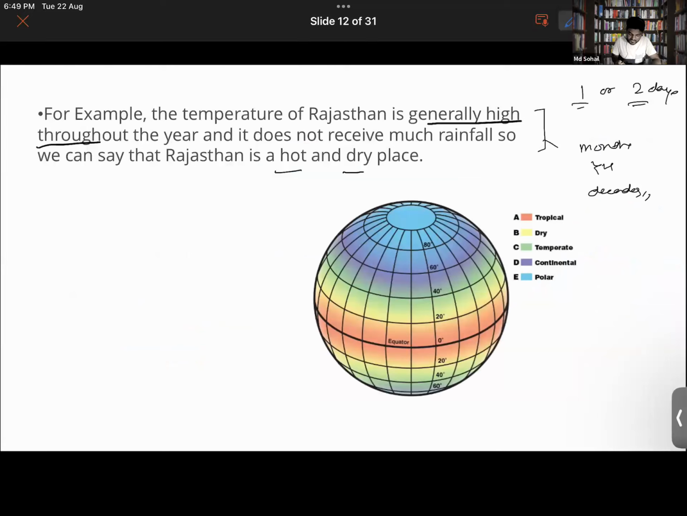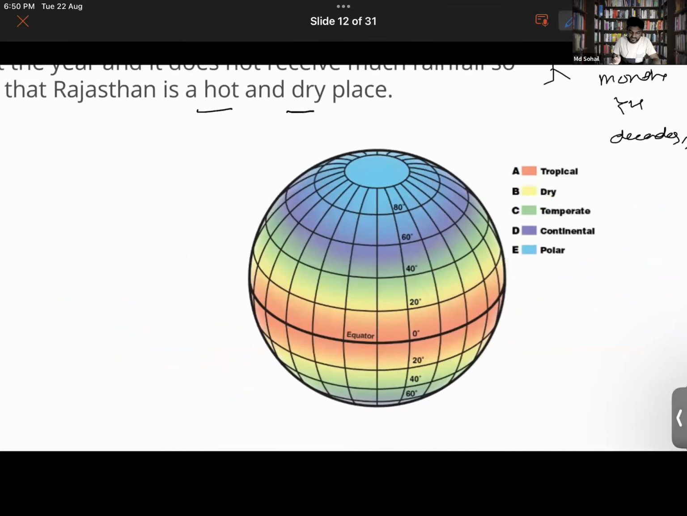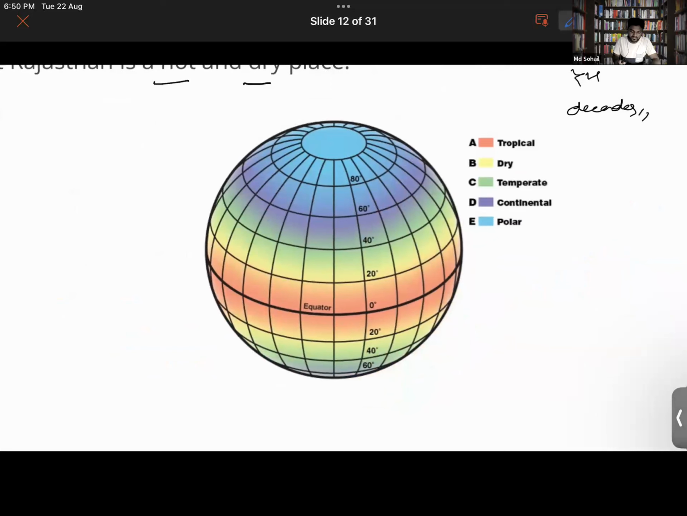Now here you will see that climate has been divided into these 5 types. If you were to simply look at the climate type on a global scale, it might either be tropical, dry, temperate, continental, or polar.